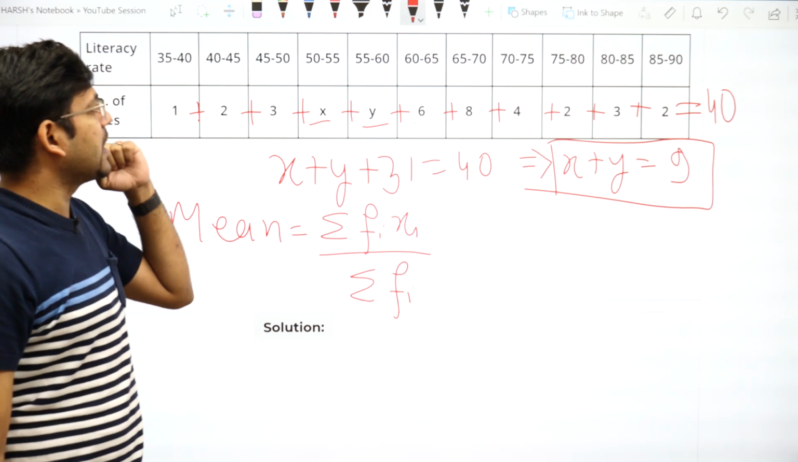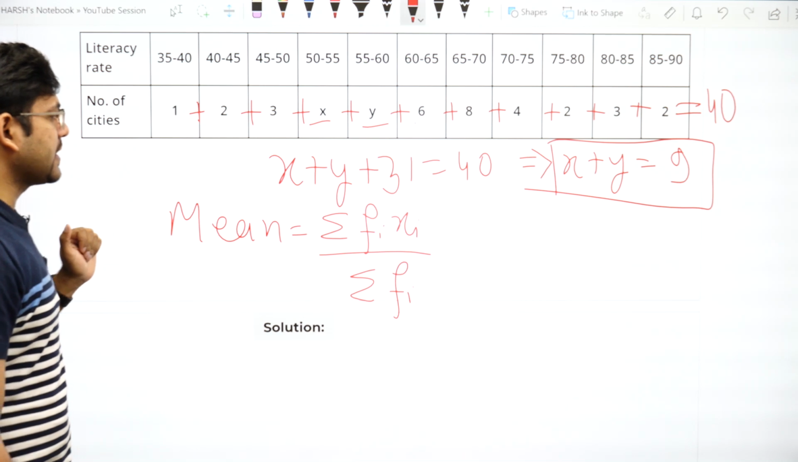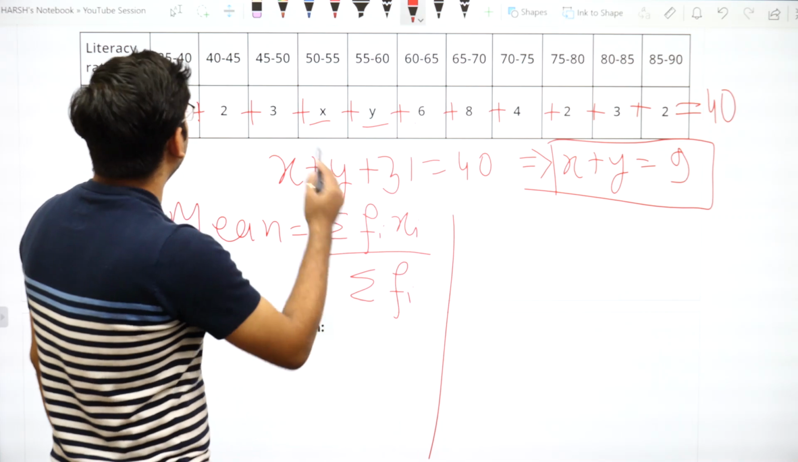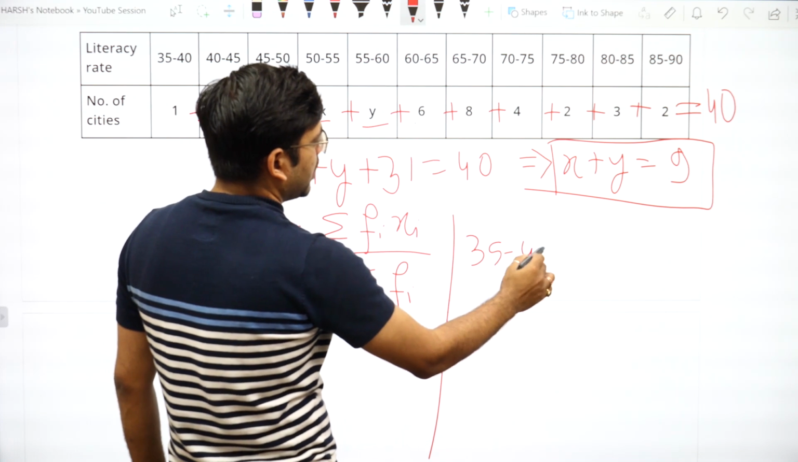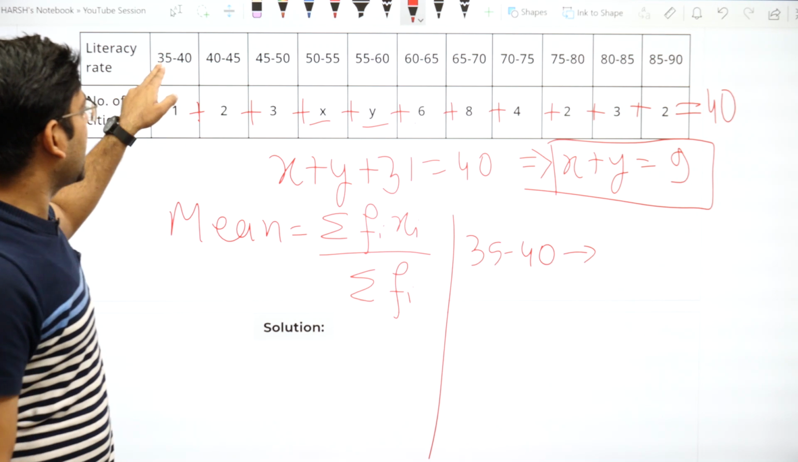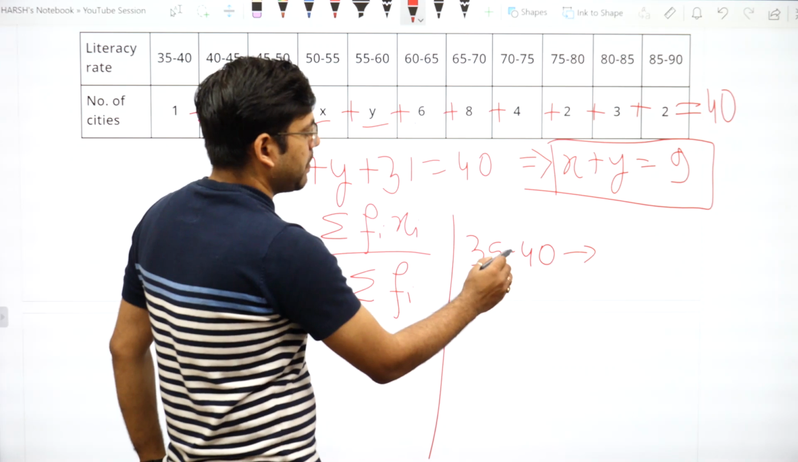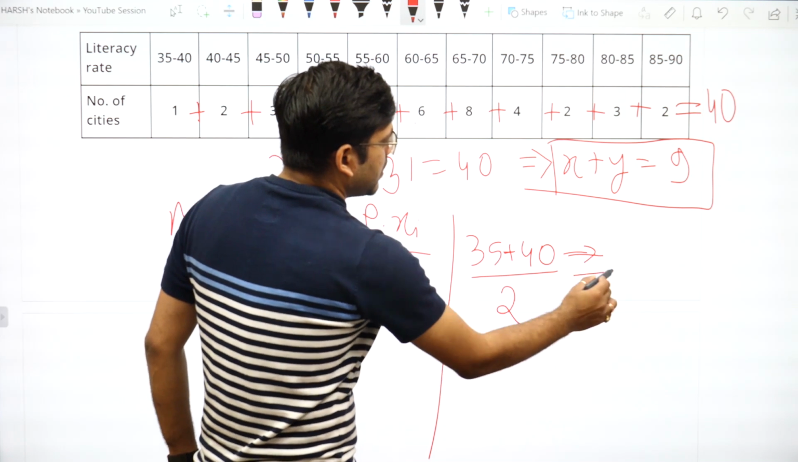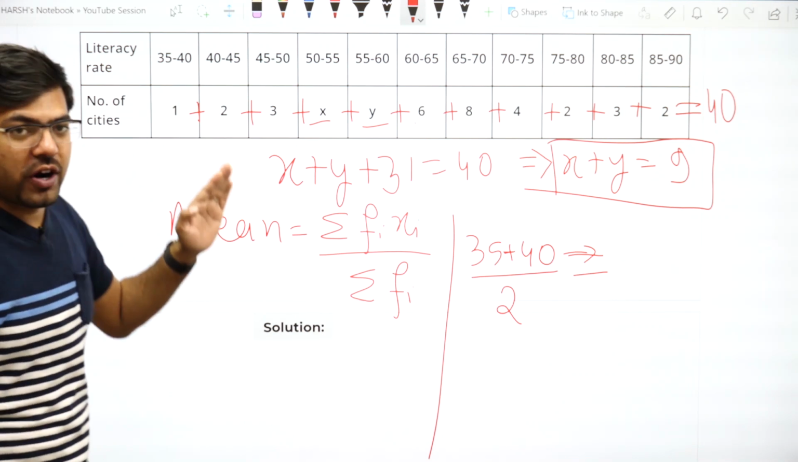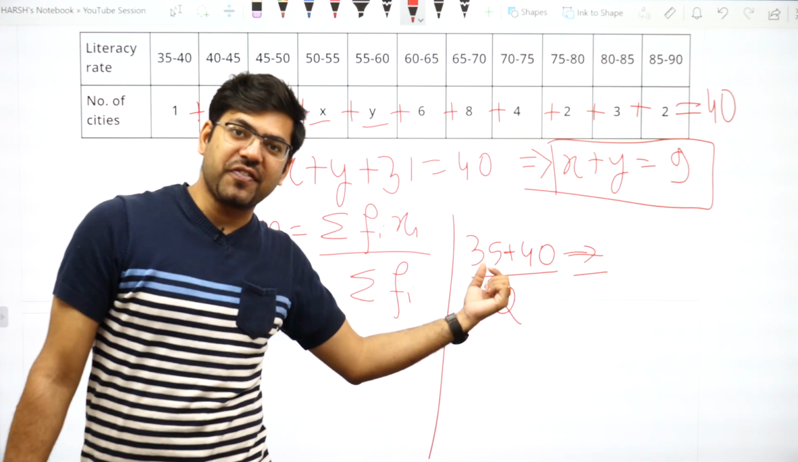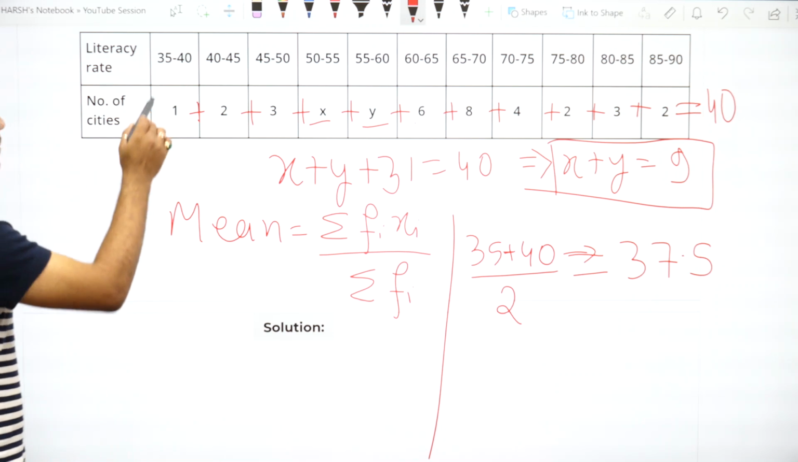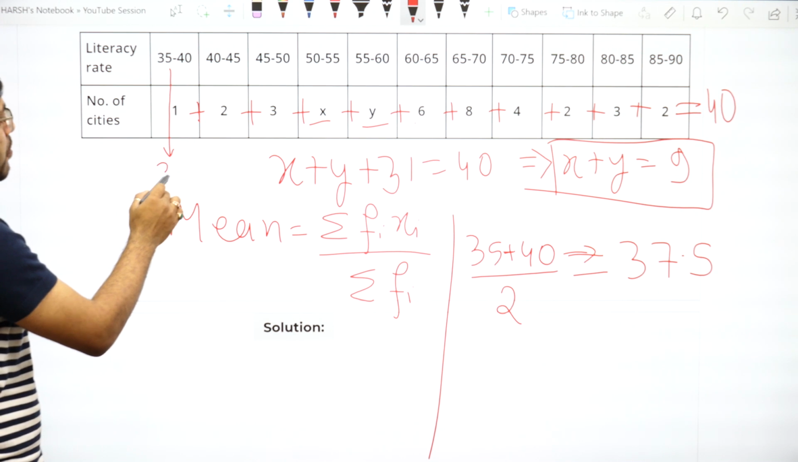So we need to find the class mark of this given data. First of all, let us form this data. I'll write here the class 35-40. Do you know the class mark? The formula for class mark is lower limit plus upper limit divided by 2, that means 35 plus 40 divided by 2, the value between 35 and 40. That becomes 75 by 2, which is nothing but 37.5. So the class mark for this interval is 37.5.